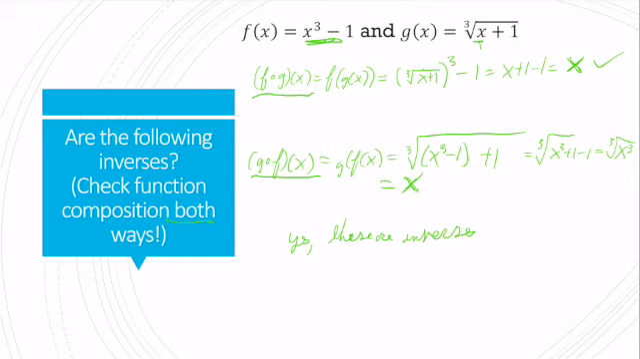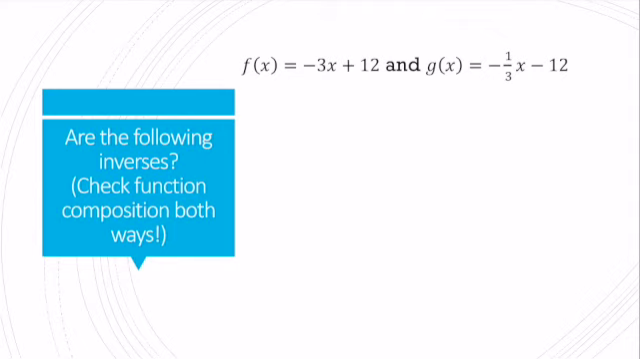And we could rewrite g of x as f inverse of x. So after the negative 1 is read f inverse. All right, let's check out another example.